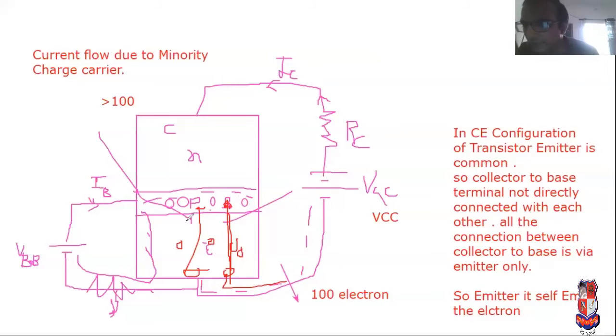And what is the input current in common emitter configuration? Input current is IB and output current is IC. Output is always large compared to input current. That's why common emitter configuration is very useful compared to common base. Try to understand this point. All the electrons are transferred via the emitter only. That's why emitter current is always large compared to collector. Sorry, base current is always small compared to collector current.